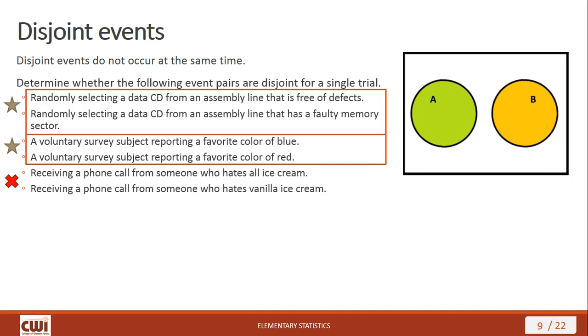Now, I don't know why you'd be receiving a phone call from someone who hates ice cream. I mean, everyone likes ice cream. I scream, you scream, we all scream for ice cream. So if I had someone like this calling me, I'd be like, okay, dude, who are you? How do you have my number? Because we're clearly not friends if you hate ice cream.